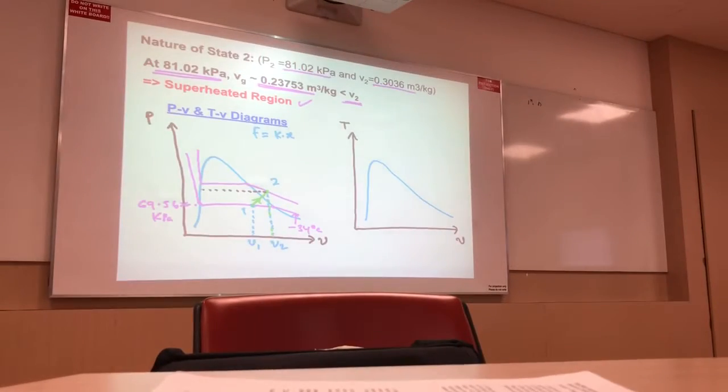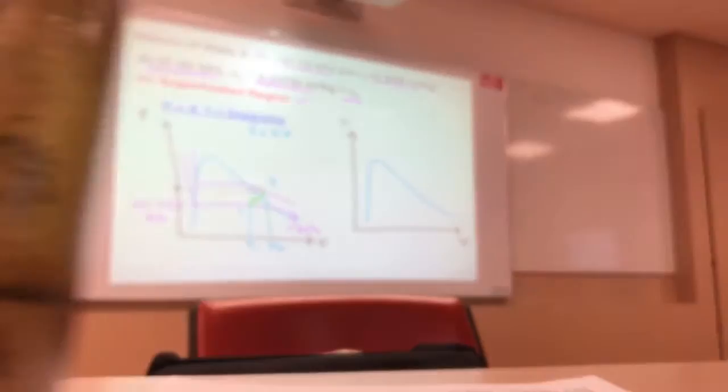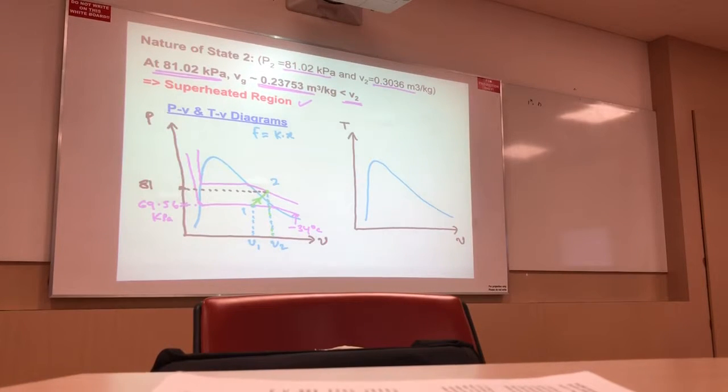So what is the final pressure? This indicates the final pressure. If you draw one line, this indicates the final pressure, which is 81.02 kilopascal.